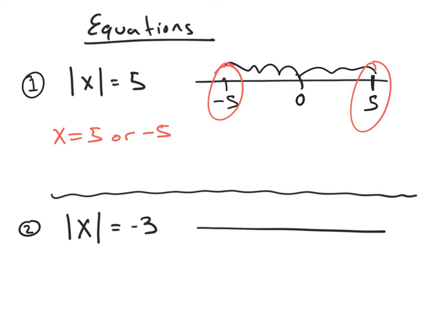We use the word or because you can't really have both solutions at the same time. It's not and, it's or. Either the answer is 5 or the answer is -5. Both of those numbers make this a true equation.